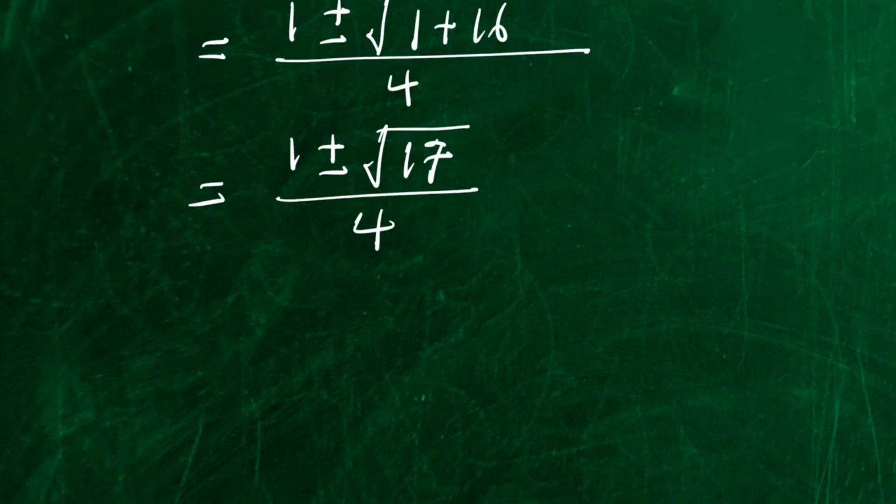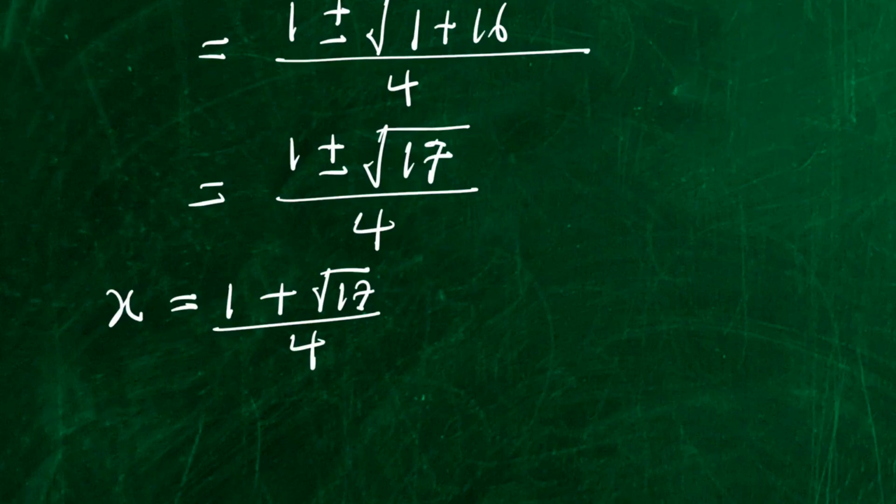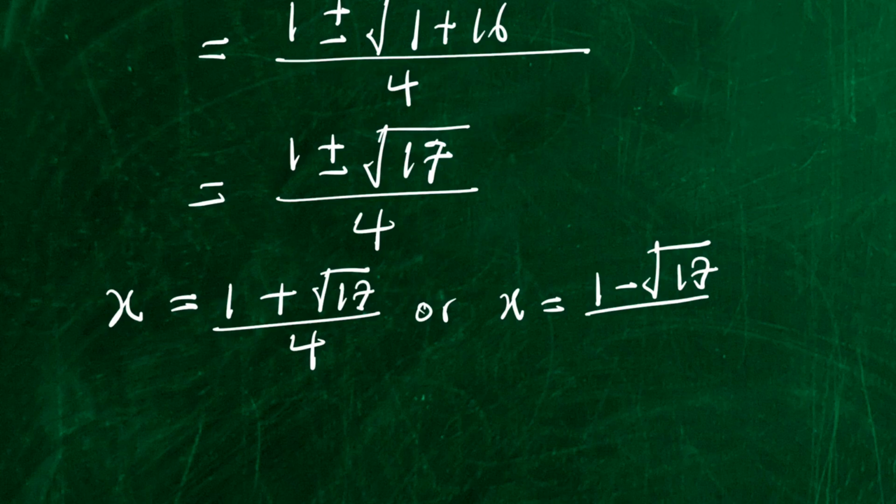Okay, let us go ahead and split this. Remember, because we have plus or minus, we're going to have 1 plus the square root of 17, everybody divided by 4, that is the first one. Or we have x is 1 minus the square root of 17, then everyone divided by 4.